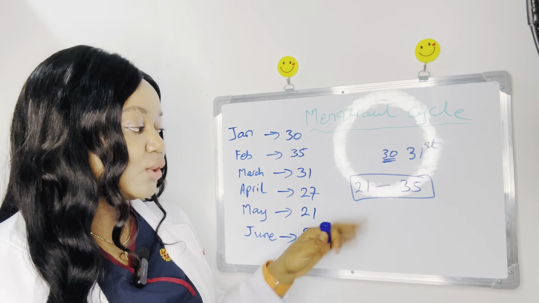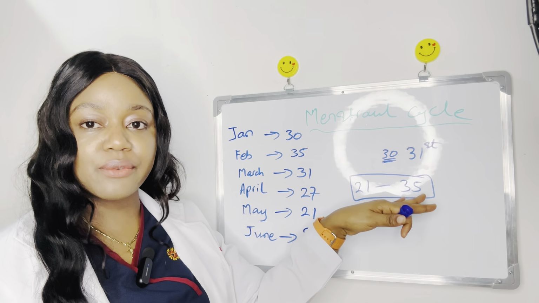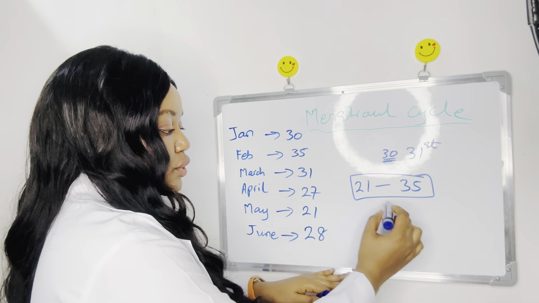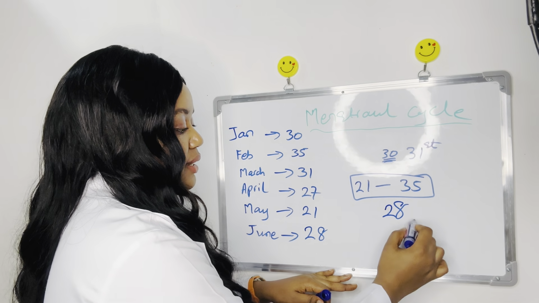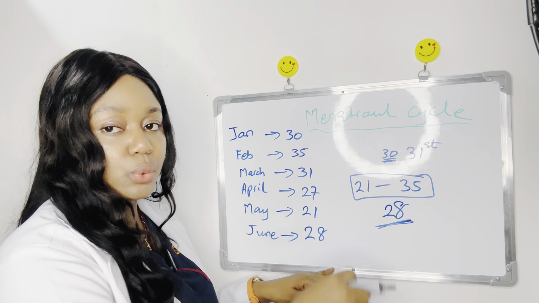For some individuals, theirs might be as short as 21. For some, it might be up to 35. But for the majority of people, their menstrual cycle is usually 28 days. This is the range in which many people fall. They mostly have 28 days.